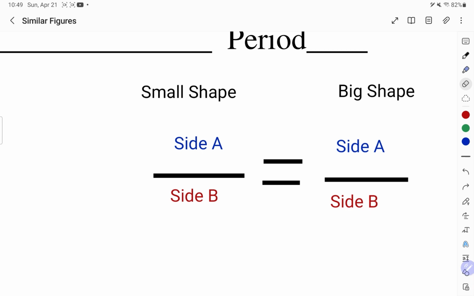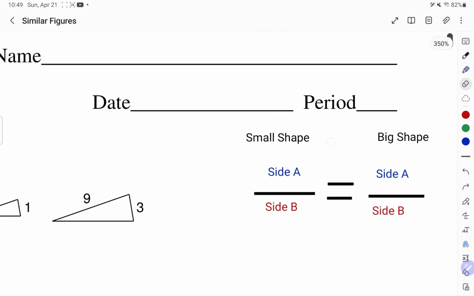Once I do that, I'm gonna try and find the corresponding sides, meaning because they're the same shape, they're gonna have sides that are basically similar to each other. So I'm gonna put those across from each other. You can see it right here, A and A, then B and B. Okay, so as long as you do it that way, you're gonna get the problem right. I can put side B on top and side A on the bottom. Doesn't really matter which side you pick, as long as they're across from each other.